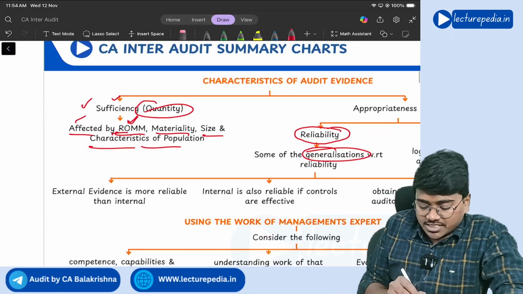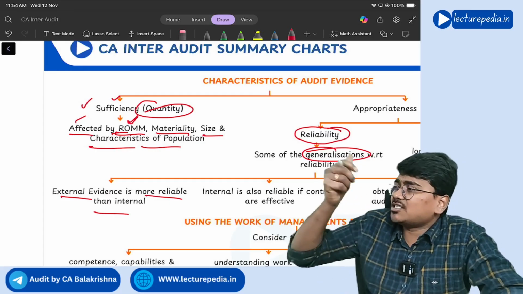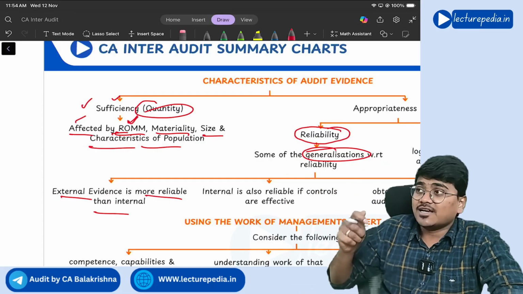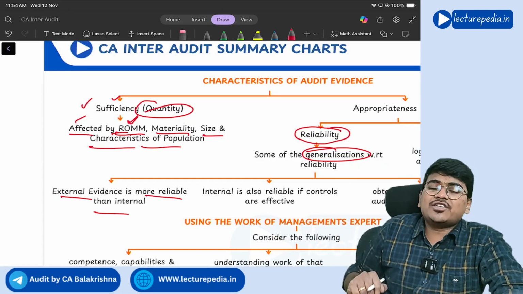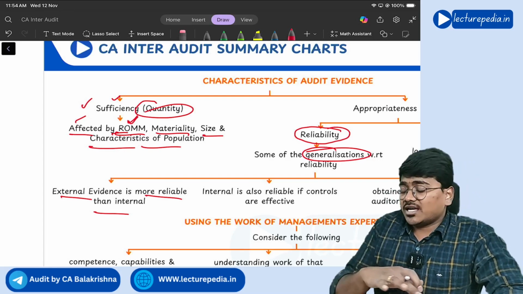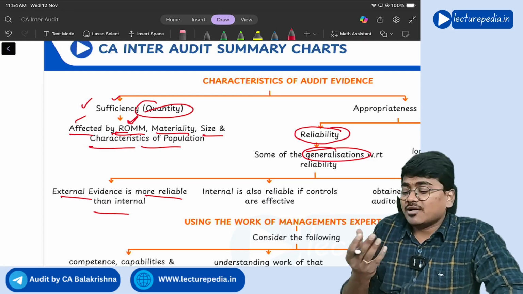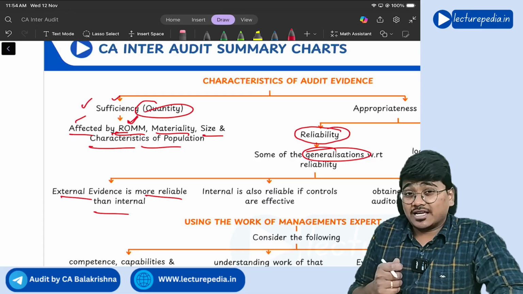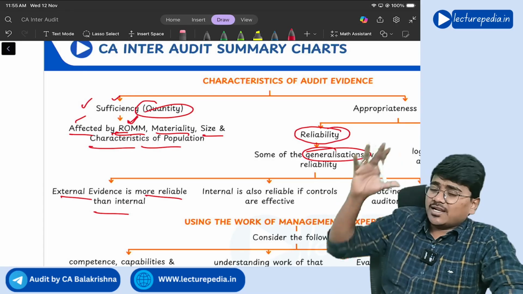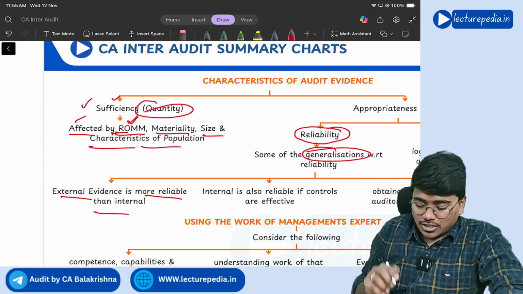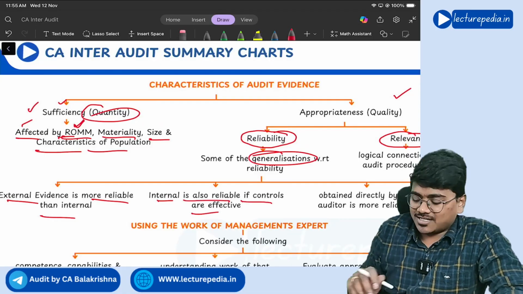So firstly, external evidence is more reliable than internal evidence. This point we have discussed. Evidence that is obtained from outside of the organization, you can believe more than the evidence that is generated within the organization, because the evidence that is generated within the organization is in the hands of management, they can alter it, correct or not? Next, evidence that is generated within the organization is also more reliable if internal controls are working effectively. See, internal evidence is also reliable if controls are effective.